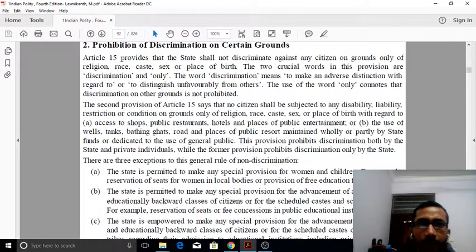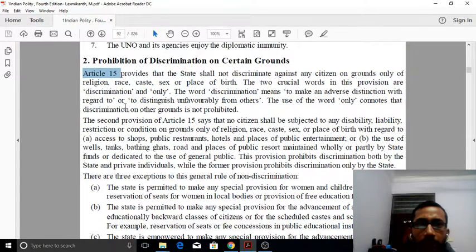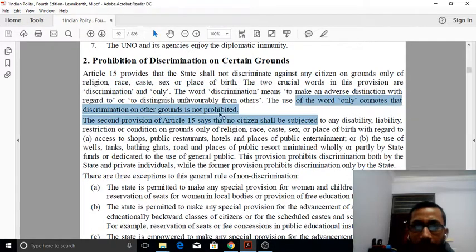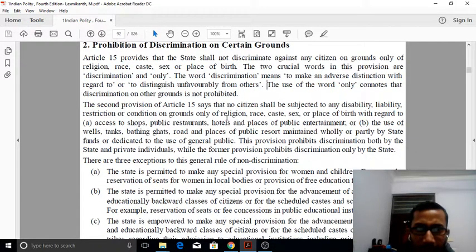Article 15 deals with prohibition of discrimination on certain grounds. This Article 15 says that no discrimination should be made on the basis of religion, race, caste, sex, place of birth, etc. There should not be much confusion here. We are talking about discrimination on the grounds of race, caste, sex, place of birth, and religion.